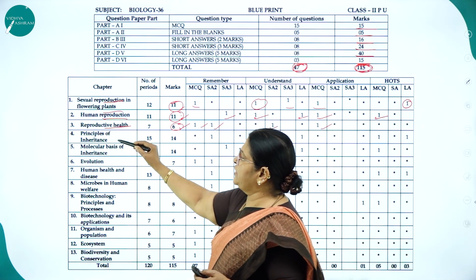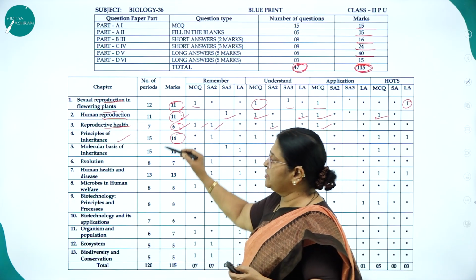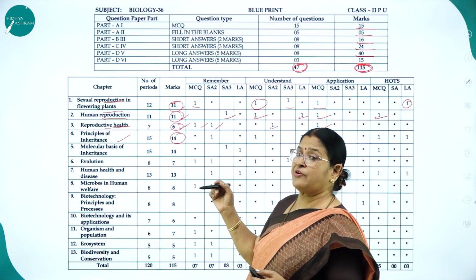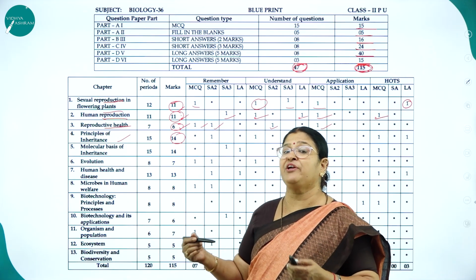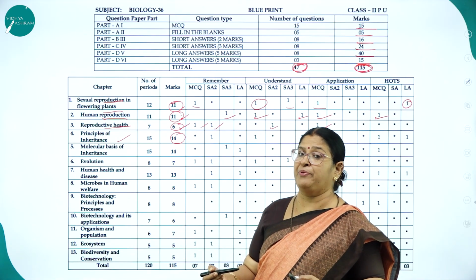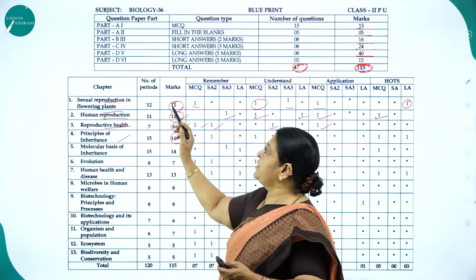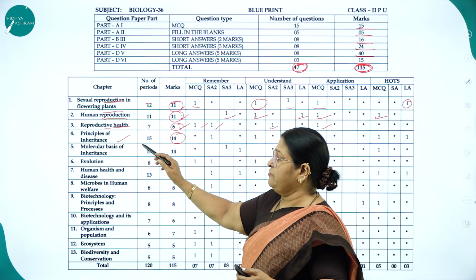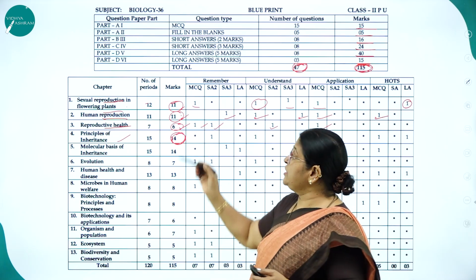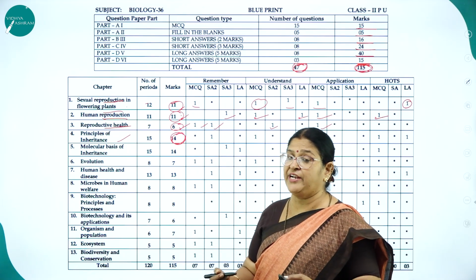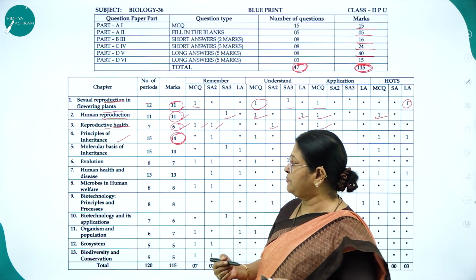Moving on to principles of inheritance and variation, where the weightage of marks for this chapter is 14. You can make out from this very important slide, which will give you a brief outlook of the pattern of the question paper and the weightage of marks. Here itself you can make out sexual reproduction in flowering plants has a weightage of 11 marks and principles of inheritance and variation has a weightage of 14 marks. So these two chapters have a lot of weightage, and students have to concentrate on these two very important chapters.